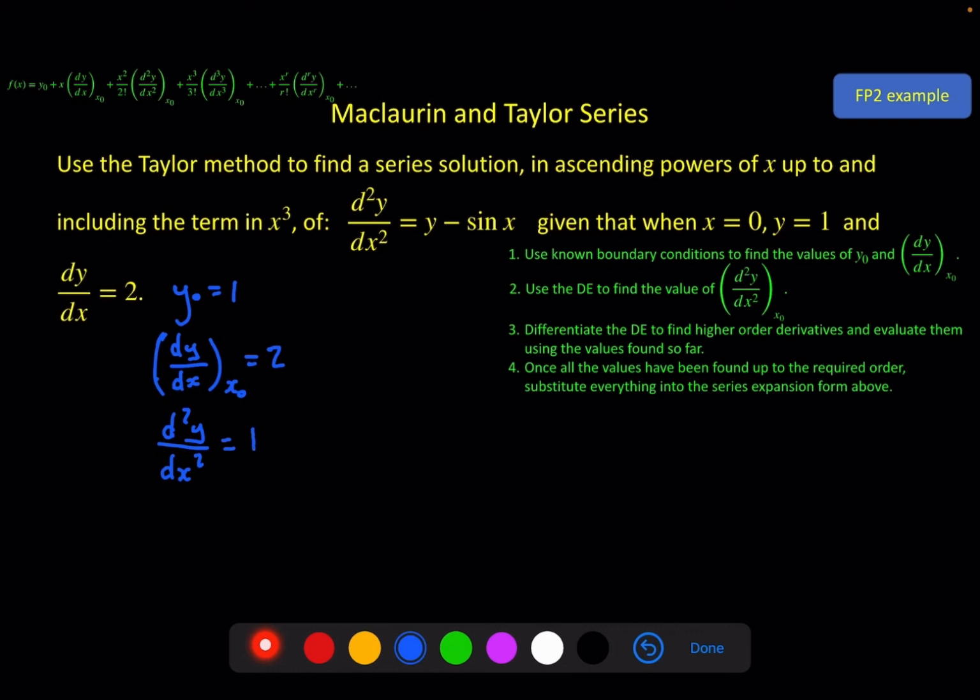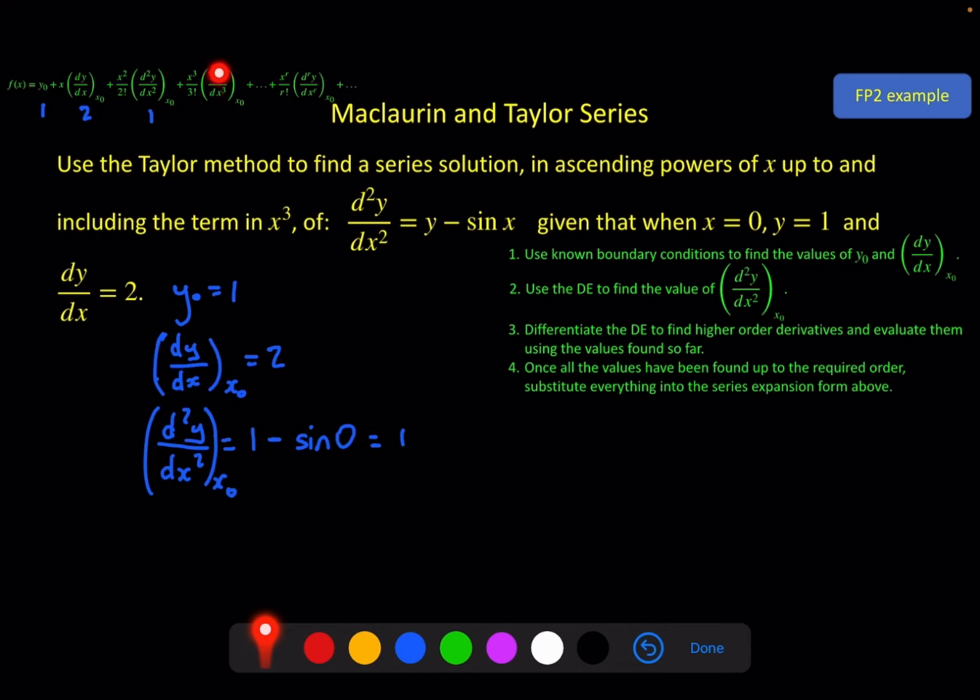So that's a 1 instead of a y, minus sine x, but we know x is 0. Sine of 0 is 0, so that's 1. So this evaluated at x0 is a 1. So far then, we've got a 1 for this, we've got a 2 for this, and we've got a 1 for this. But we need up to x cubed.